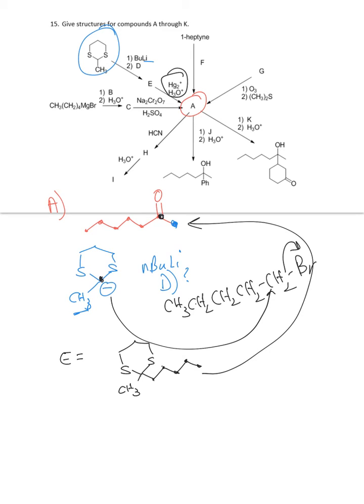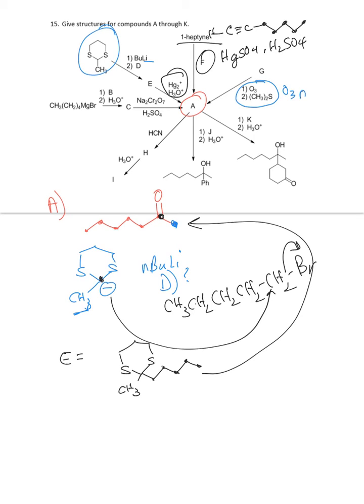Another way to find structure A would be from the 1-heptyne. So what does 1-heptyne look like? Let's draw that: 1, 2, 3, 4, 5, 6, 7. And then F. What is F? F has to be mercury sulfate and sulfuric acid, because you have an alkyne and you're going to make a ketone, which is A.